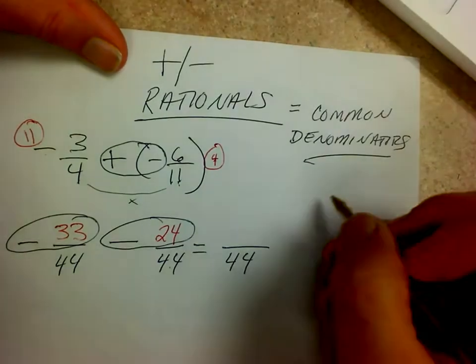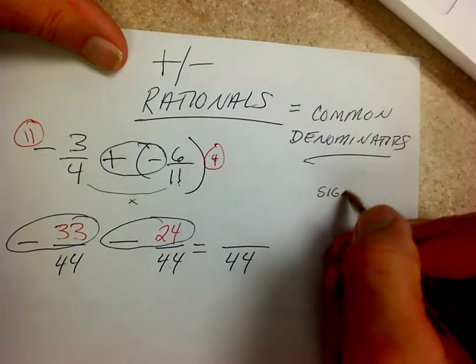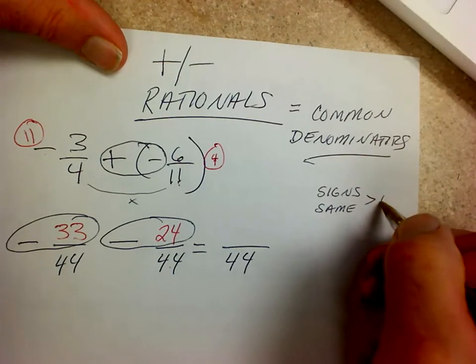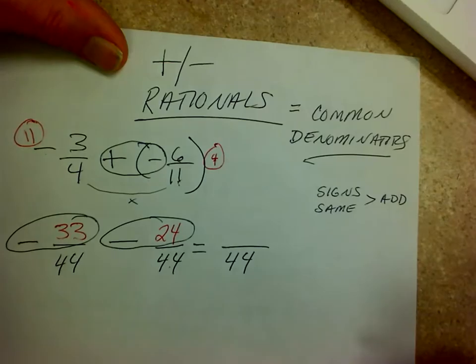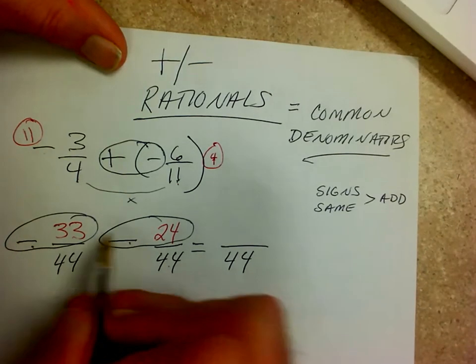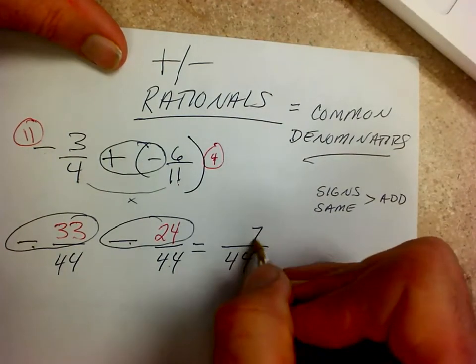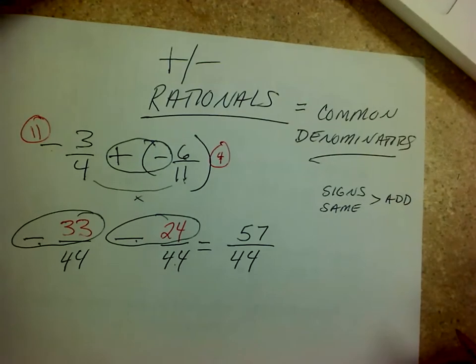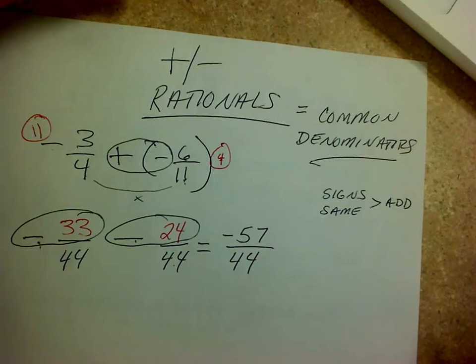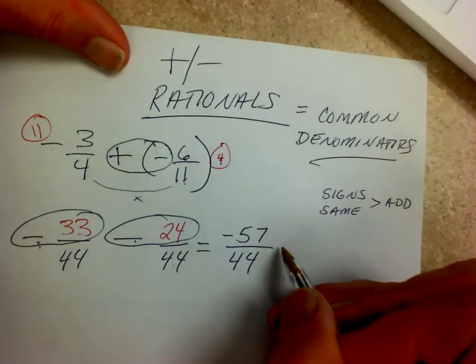Remember our rule: if the signs are the same, we add. We distinguished that in chapter 2. So our signs are the same, so 33 plus 24 is 57. And our bigger number is negative, so this would be negative 57 over 44. We've got our answer now.